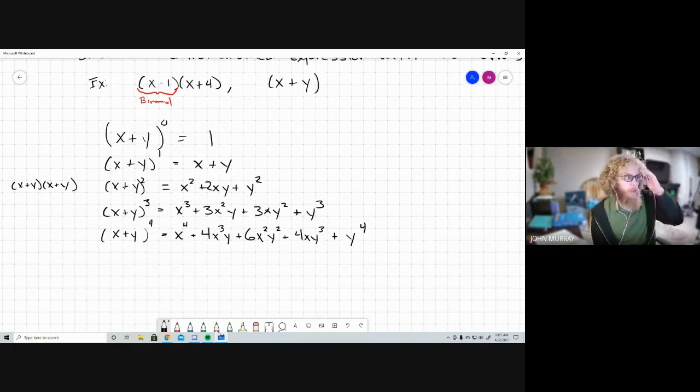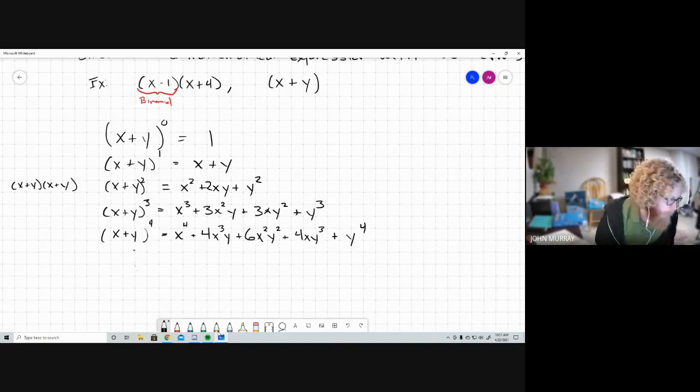Now, one of the things we can notice is that whatever our power is, I have one extra term than what the power is, right? So when the power is 1, I have 2 terms. When the power is 2, I have 3 terms. When the power is 3, I have 4 terms, so on and so forth.